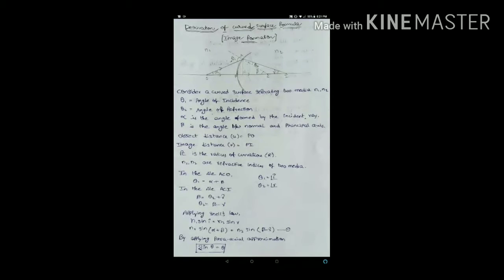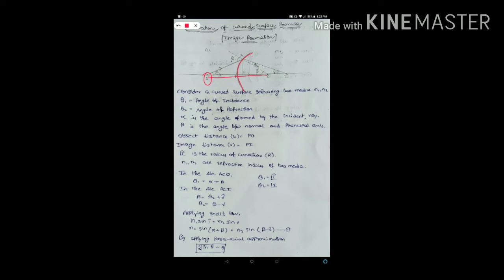In this video, I'm deriving the curved surface formula. Let us derive this equation, guys. Let us derive this formula. Now we take the convex surface, and the point object O is placed on the principal axis.